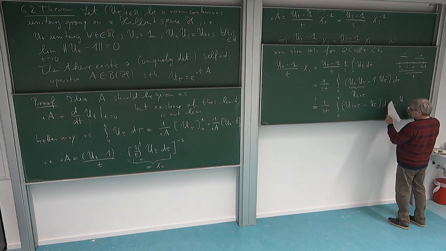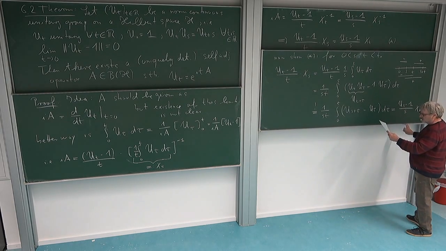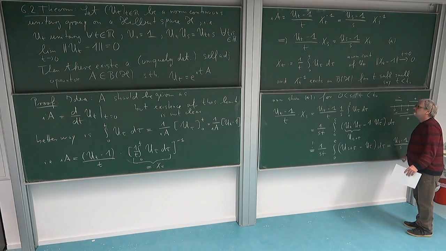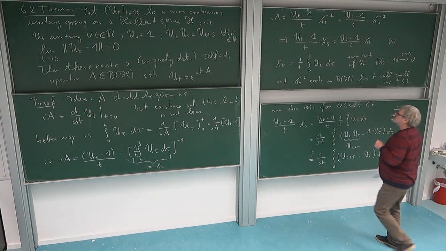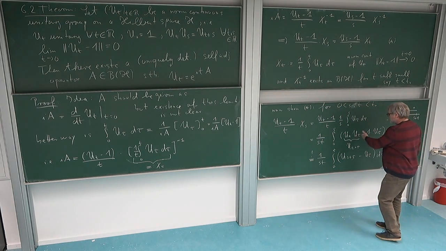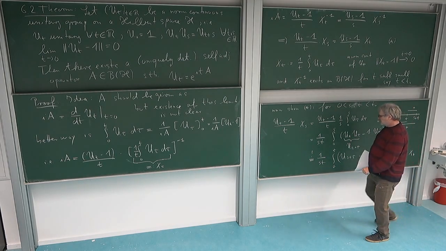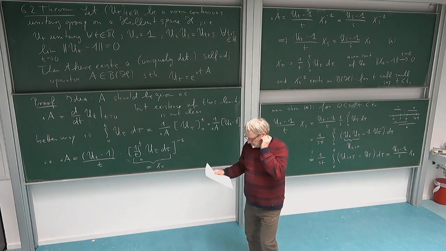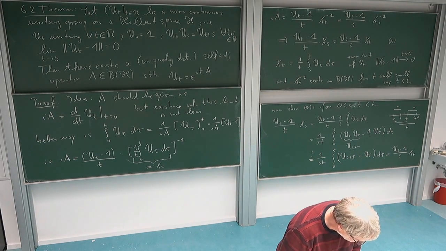So this is the same as (u_s minus 1) divided by s times x_t. And this is our equation star. So this follows very nicely and easily from the semigroup property. Here I have used the semigroup property. Okay, and now we should see whether we can use this.